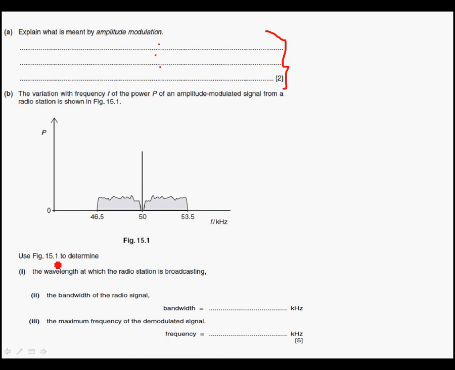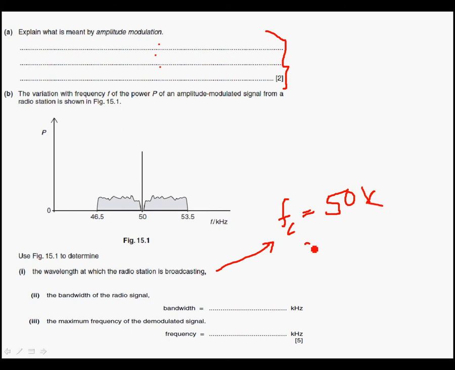So the next part is to determine the wavelength at which the radio station is broadcasting. If you want to find the wavelength of the broadcast, you need to find the wavelength of the carrier wave. So for that I need the frequency of the carrier wave. Frequency of the carrier wave is going to be 50,000 hertz or 50 kilohertz.